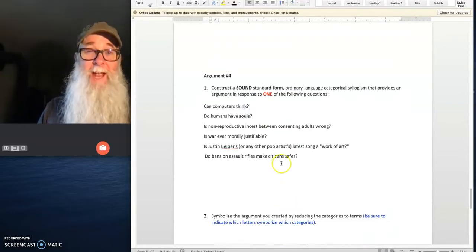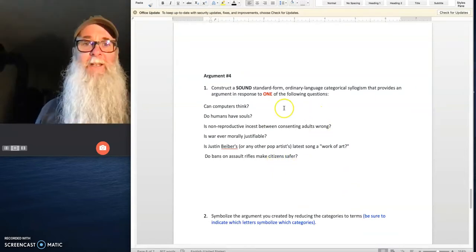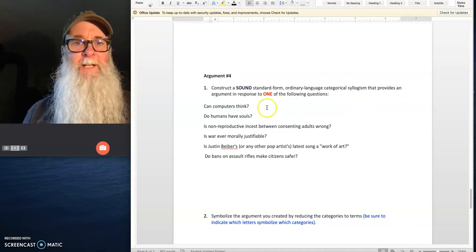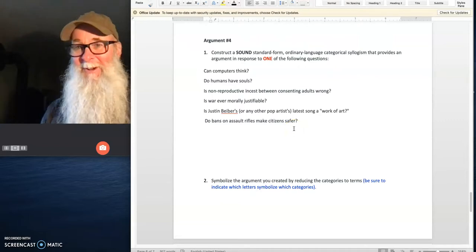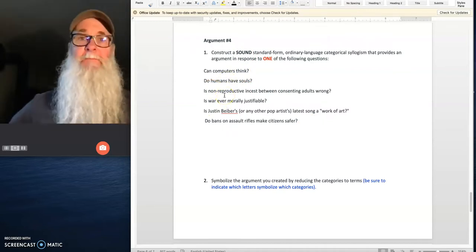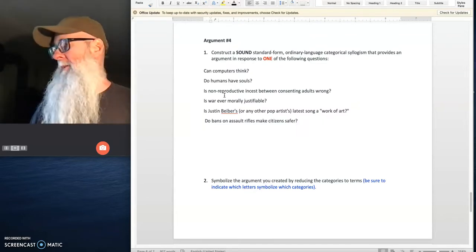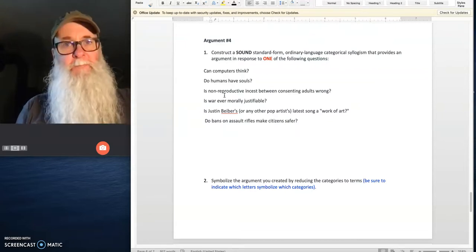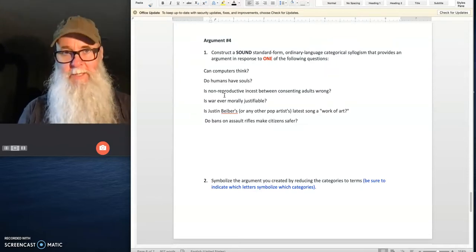All right, and now the last argument gives you some choices. Construct a sound, meaning valid with true premises, standard form ordinary language categorical syllogism, boy, that's a mouthful, that provides an argument in response to just one of the following questions. Don't make the mistake I've seen students do where they do it in response to all of them. It's like, oh man, you created a lot of work for yourself. And you'll see you've got some questions here. Just pick one. Pick whichever one you think is interesting to you that you can construct a standard form categorical syllogism in response to. And remember, take note, your conclusion should be the response to one of the questions. Your conclusion should be a direct response to one of the questions, not buried in the premises somewhere.